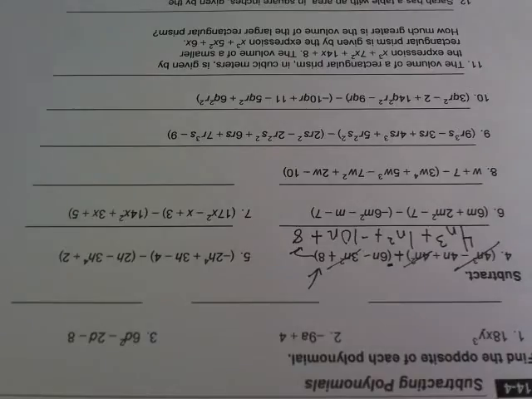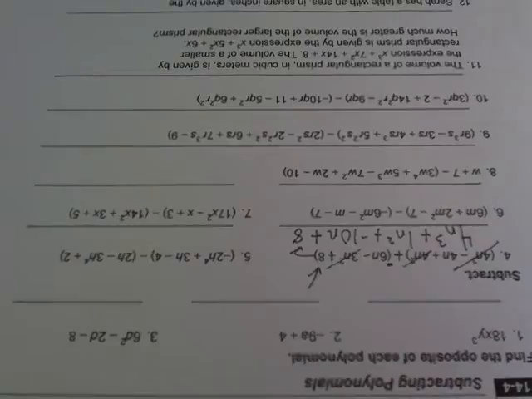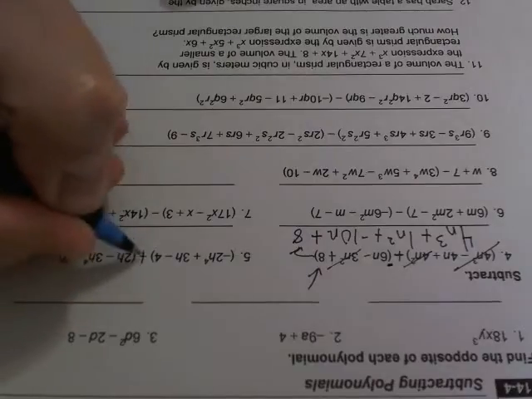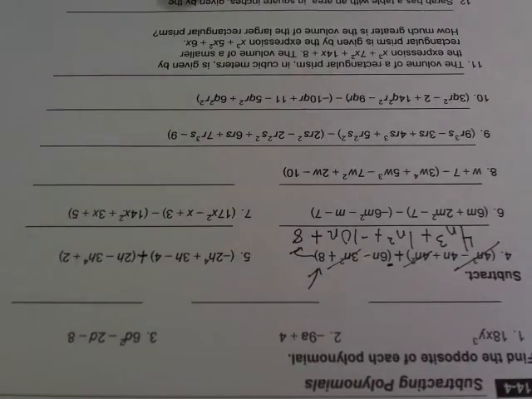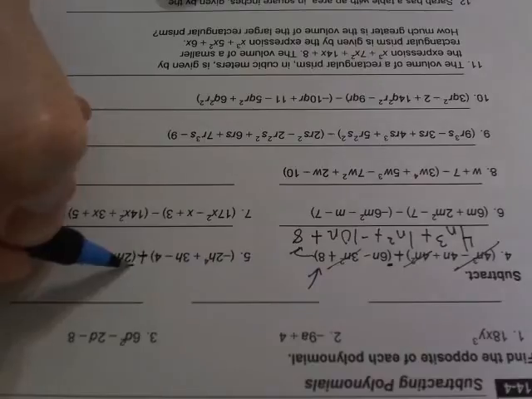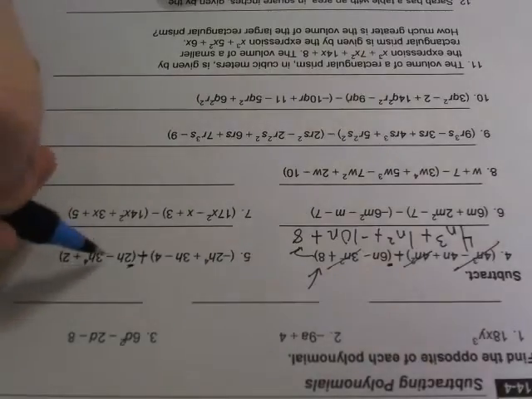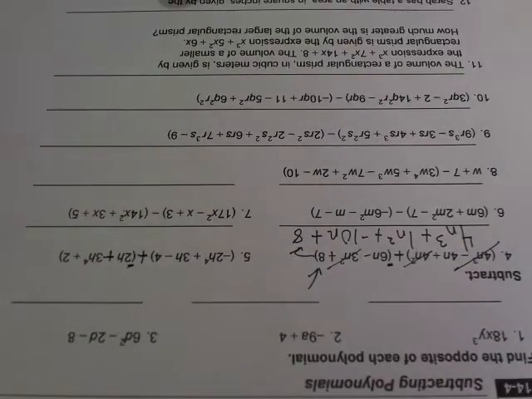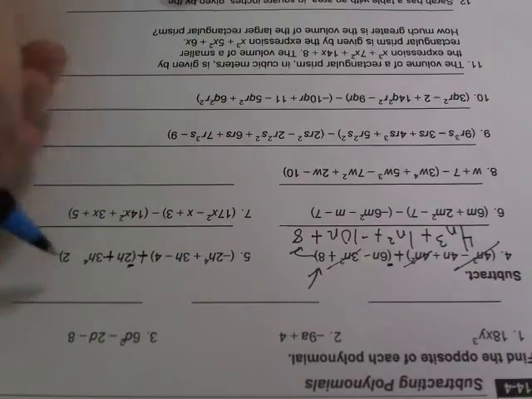Negative 2h to the fourth plus 3h minus 4, subtracting polynomial 2, 2h minus 3h to the fourth plus 2. So again, this is going to become minus, and things after it are going to change their sign. So instead of this being positive 2h, now it's going to be negative 2h. Instead of this being minus 3h to the fourth, it's going to be plus 3h to the fourth. Instead of being plus 2, now it's going to be minus 2.